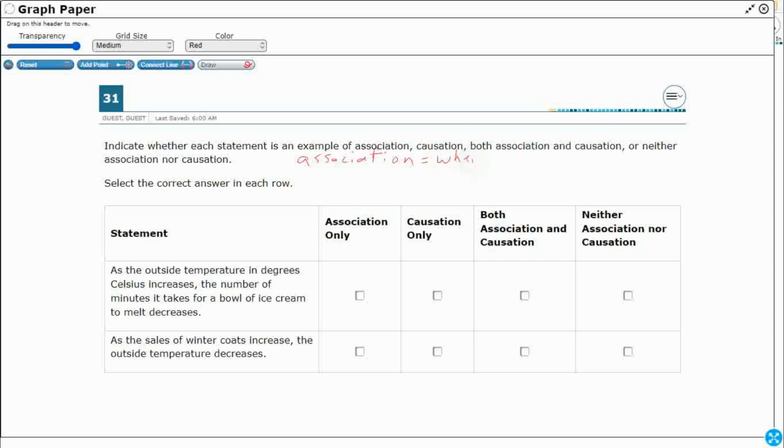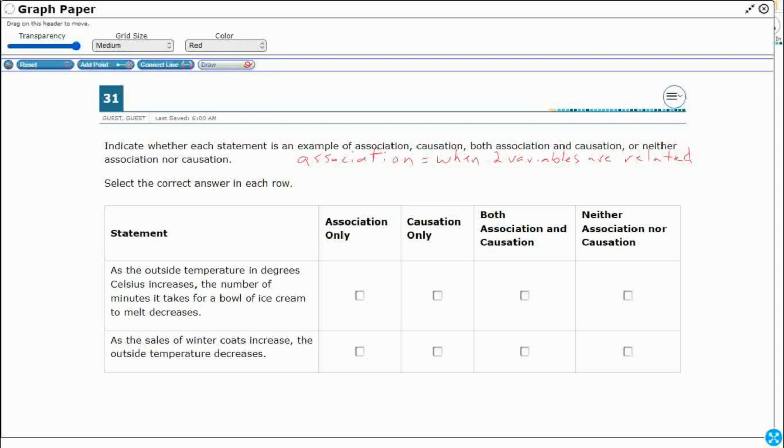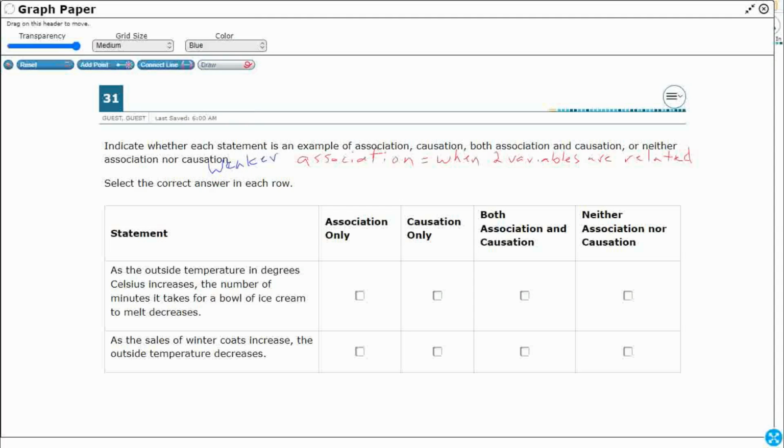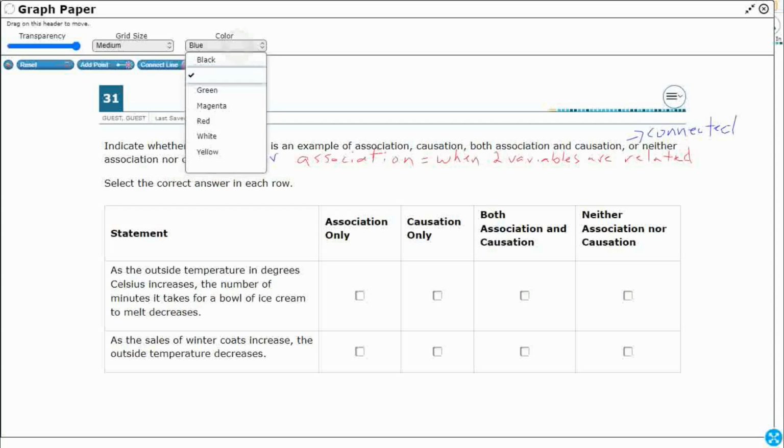So what do we know about association? This is when two variables or two things are related. So it is what we would consider a weaker relationship. I'm going to put that in blue just to highlight that this is weaker. When things are associated, there's some type of connection, right? There's a relationship, but you can't say that one causes the other. That's the stronger one. That's the causation.